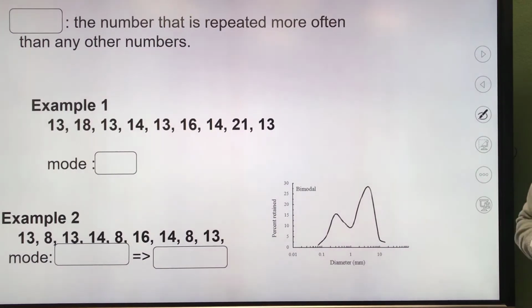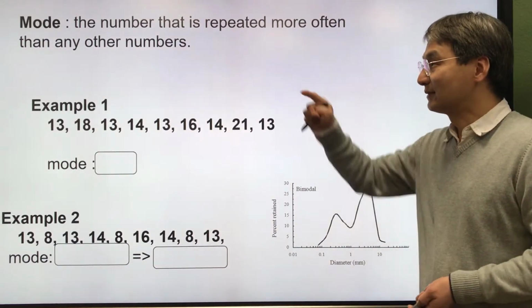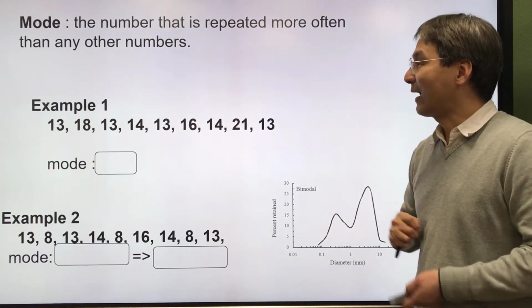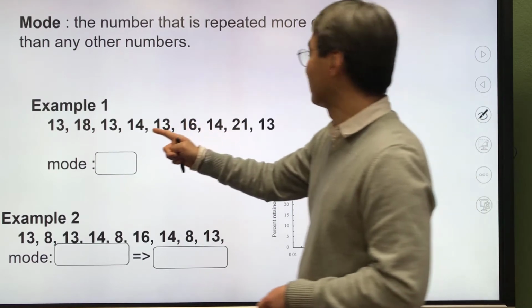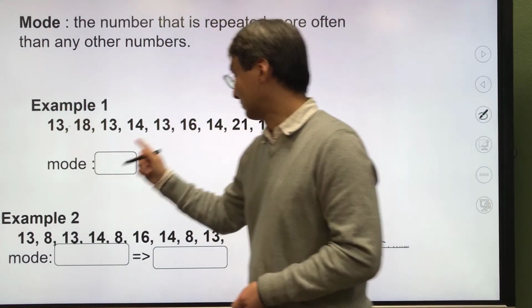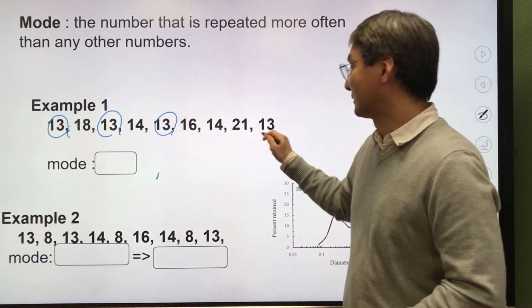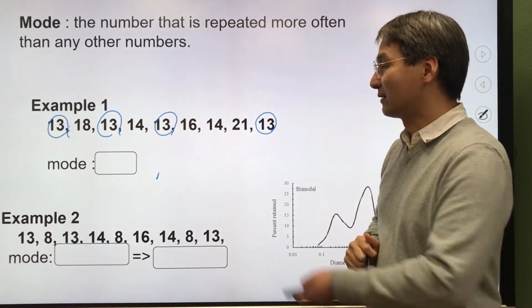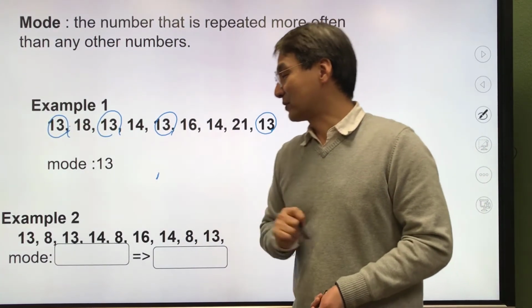Next, there is another tool for the center, and that is the mode. The most frequently occurring data point is the mode. So what's happening most frequently? In this example, 13, 13, 13, see, it's happening 4 times. Therefore, the mode is 13.